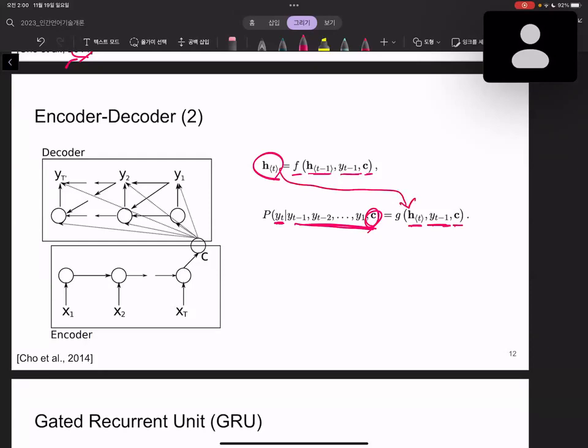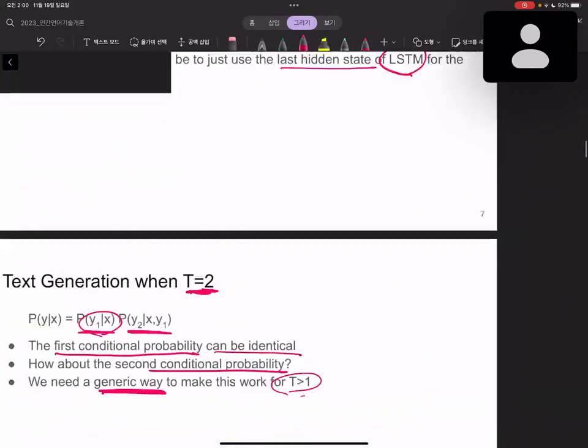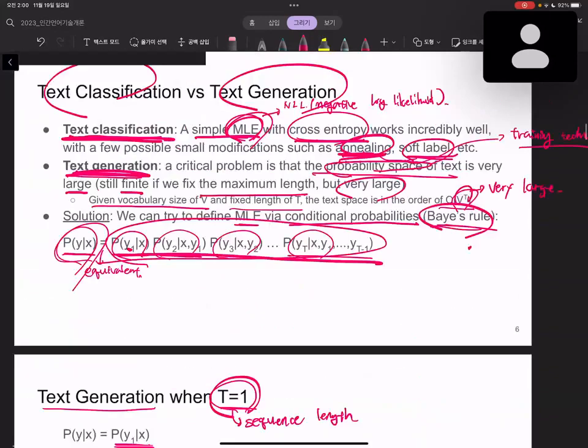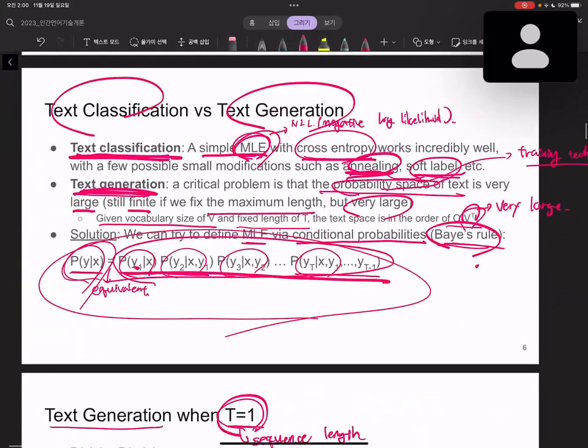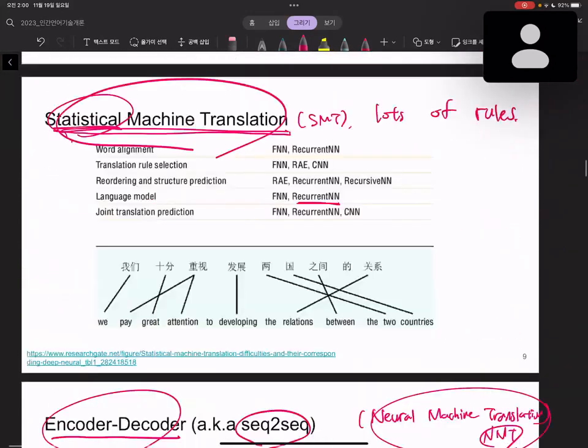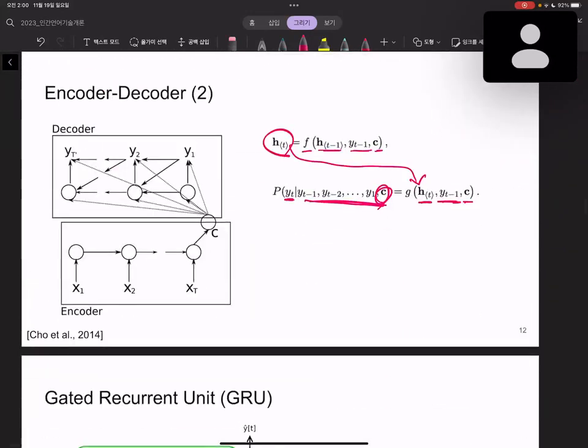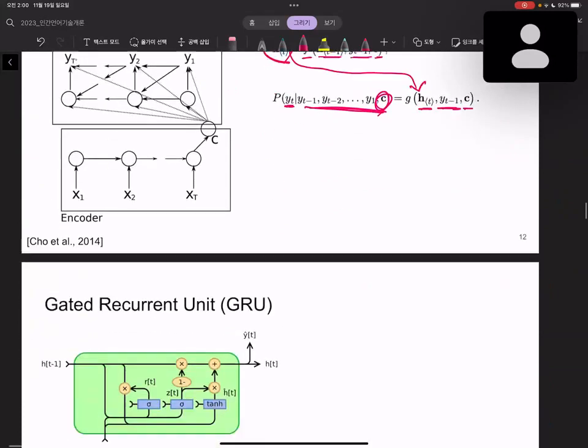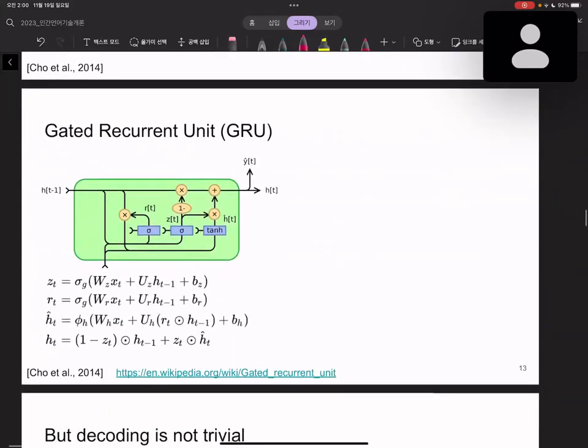In this way, we can borrow this probability space. Now this is GRU, gated recurrent unit, which is very similar to LSTM. But it is worth seeing the details of GRU.